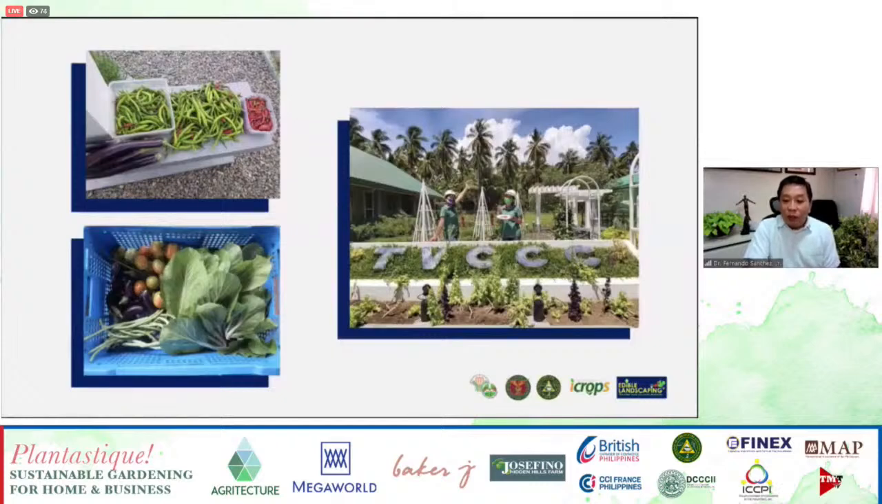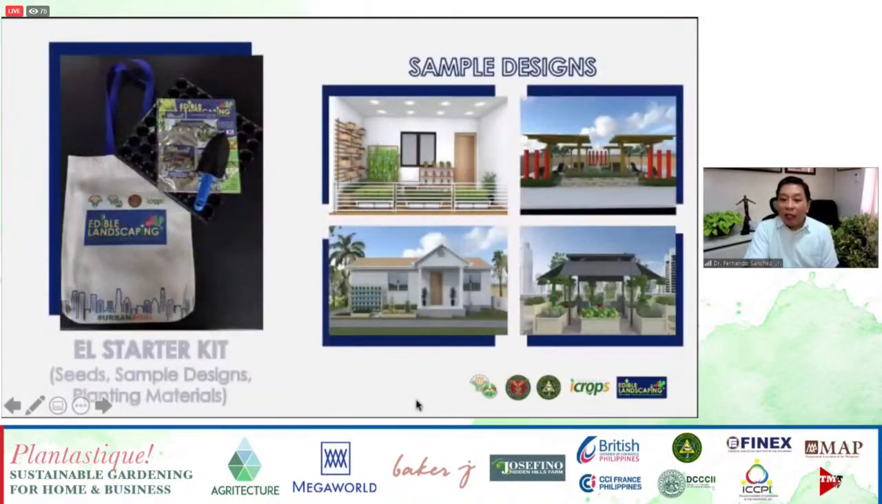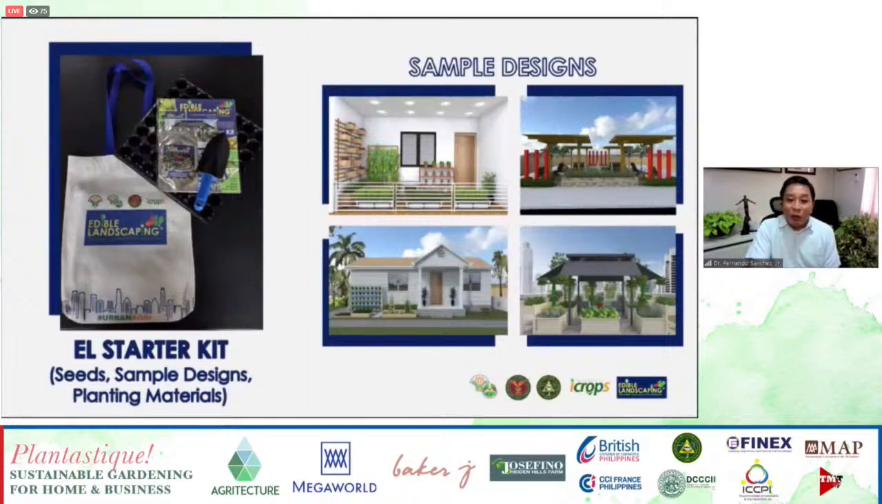To realize these 4 goals, the EL team of UPLB has been proactively working with different sectors, community-based organizations, private organizations, and government agencies, since the pandemic hit our country. Our team developed and currently disseminates the EL starter kits, which include sample designs, planting, and information materials with the help of our funding agency, the Department of Agriculture, Bureau of Agricultural Research. So these starter kits are free. Libre po sila, and it can be requested through the DA Bureau of Agricultural Research.